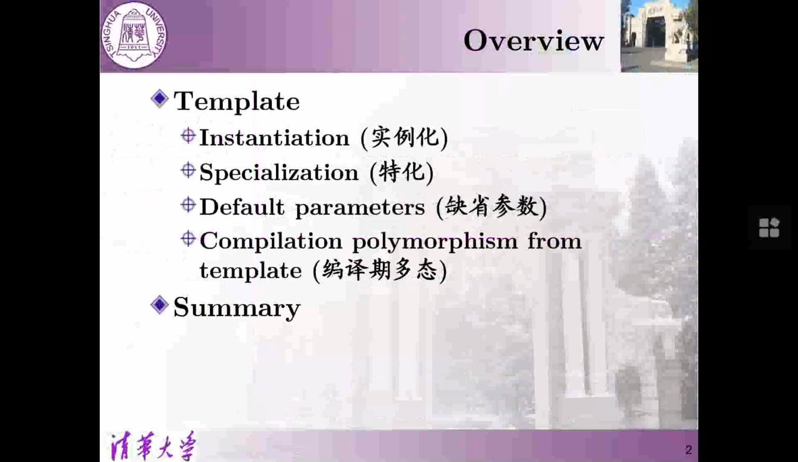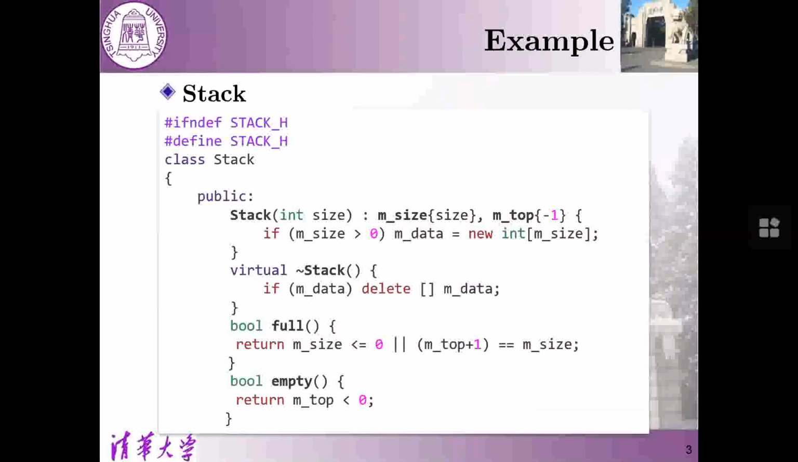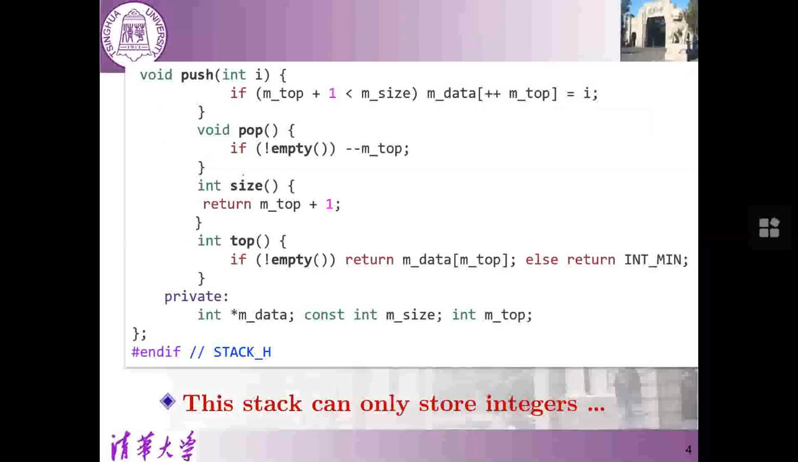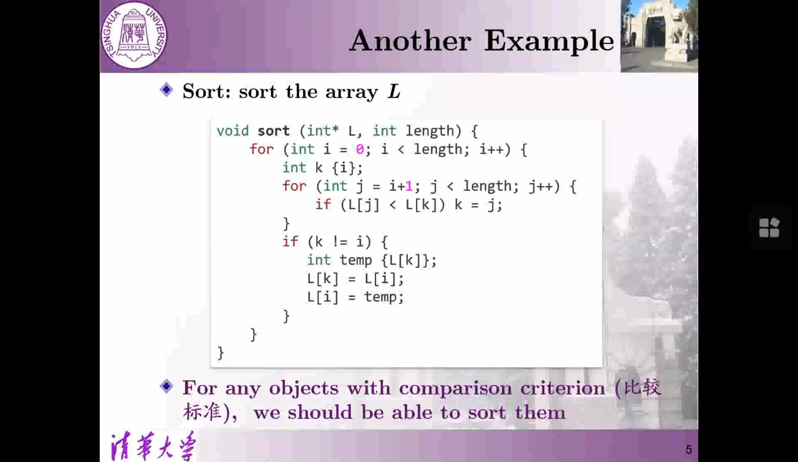So next we will learn templates. For learning templates, we have the example of a stack. We already have this when we learn design patterns. We have this stack, and this stack stores integers. What happens if we want to store float? Then we have to write another stack.